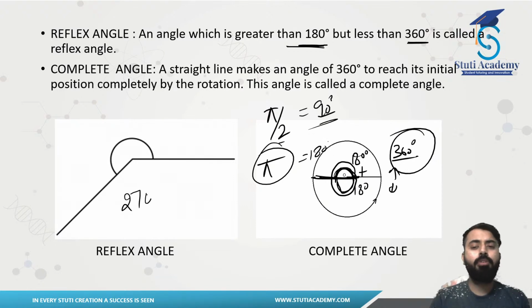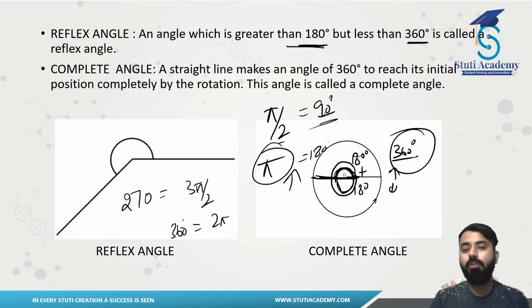If you are talking about 270, you have 3 pi by 2, that means 3 right angles, and for 360 you will be having what? A 2 pi, twice of this, or you can say 4 right angles. So these are some basic terms that you should remember.